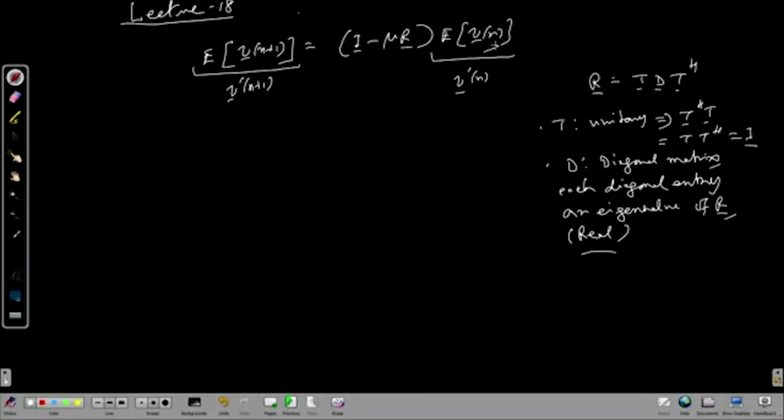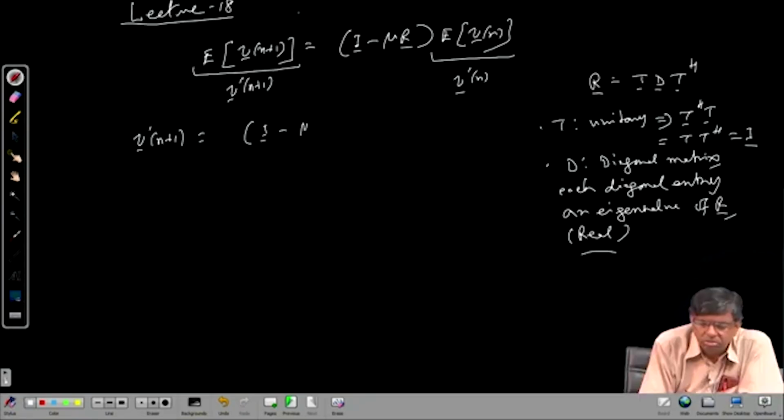Okay. So, last class we ended here, and this E of this vector E of V n I called V prime n, which is not random, but a vector which is a function of n. So, this evolves like this from V prime n plus 1 comes. All right. Now, I replace R by this. So, I will have identity matrix minus mu T D T H V prime n. All right.